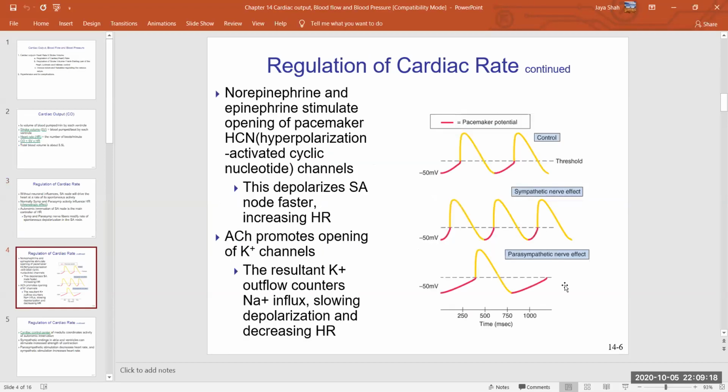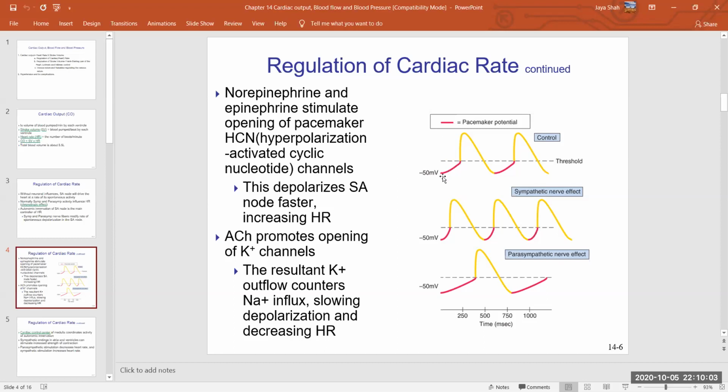So let's see how sympathetic and parasympathetic stimulation increase and decrease heart rate. Sympathetic stimulation is due to the neurotransmitters norepinephrine and epinephrine, whereas parasympathetic stimulation is due to the release of acetylcholine. Here we have the control graph on the top, the middle one is the sympathetic nerve effect graph, and the lower graph is the parasympathetic nerve effect.